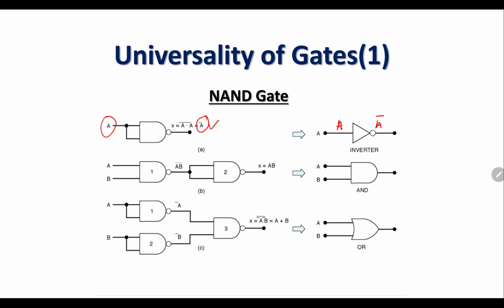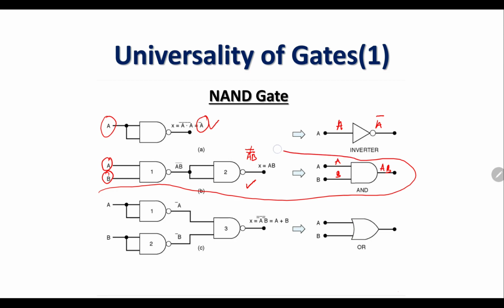Next, if you connect the NAND gates in this way, where you have the input A and B, giving AB bar, then you go to another NAND gate like that. So it becomes AB bar, double bar, so you will get AB. It performs like an AND gate: A, B, you get AB. So you can use this gate to perform the AND operation as well.